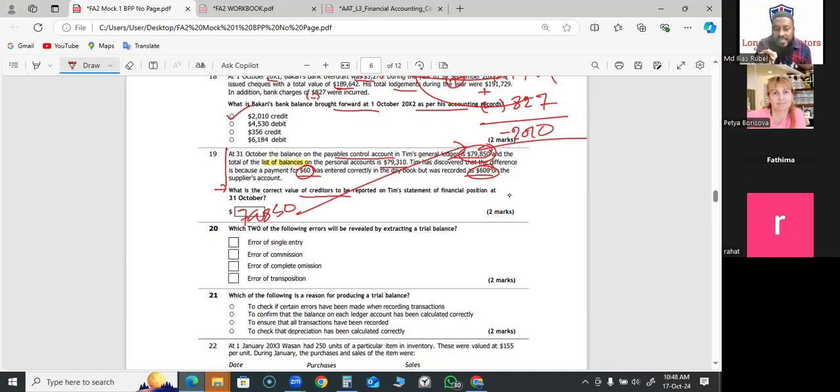But what is the mistake they have done? Read it again at the bottom sentence. This is because the payment of 60 was entered correctly in the day book, but was recorded as 600 in the supplier's account. Let's open a supplier account, the payables ledger control account. It is a credit account, isn't it? You meant to write 60 here. Instead of 60, you have written 600.